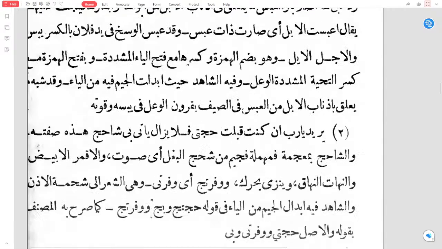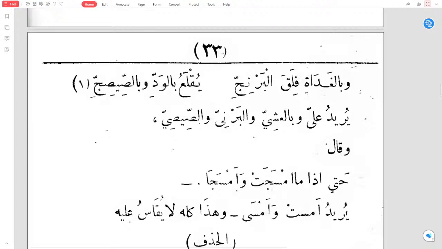Some say that this is the lahja, or the dialect of specific tribes, where they change the ya at the end to a jim. وبالغداة فلق البرنج يقلع بالود وبالصيصج. So, and in the morning, they feed فلق البرنج. Barni is a type of date. Now, what the filaq means, I'm not sure. Let's check what filaq means. So, he's saying that بالغداة المطعمان فلق البرنج. So, they feed the filaq of that date in the morning.